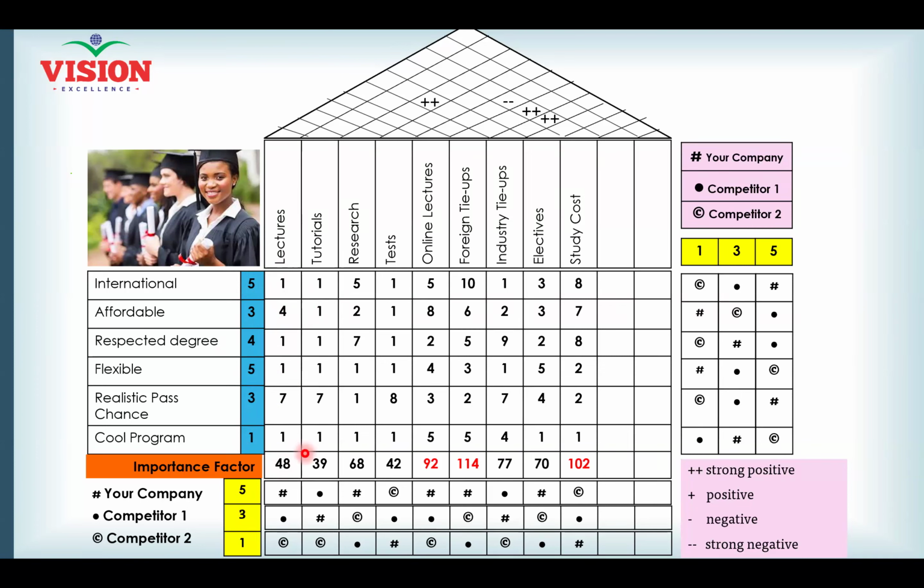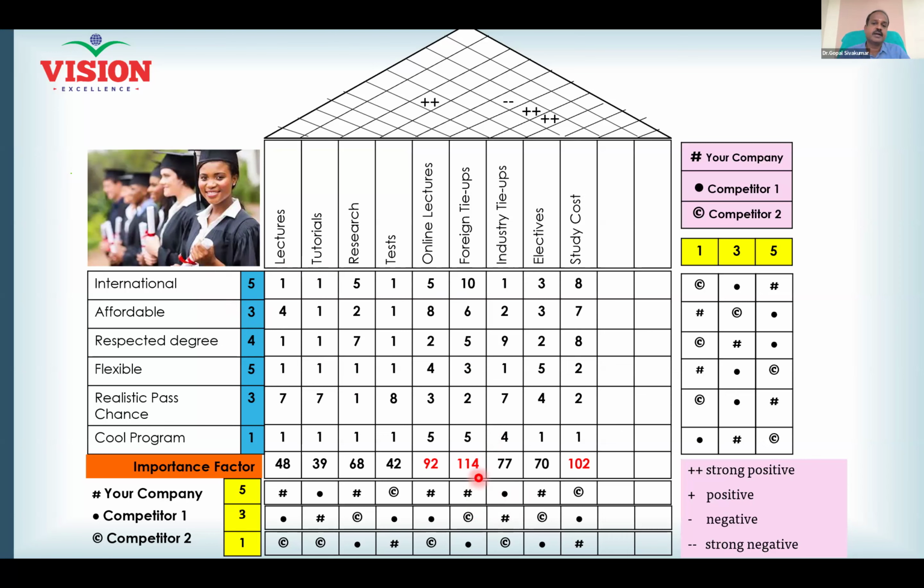The same manner you have to do it for all the columns. Now, where do you see the biggest number? Foreign tie-ups, 114. 114 is the biggest number. So your customers' perception, their requirement, is more on the international recognition. Do you understand? This is your customer segment. Your customer segment is actually looking for an MBA program with international recognition. Do you understand?